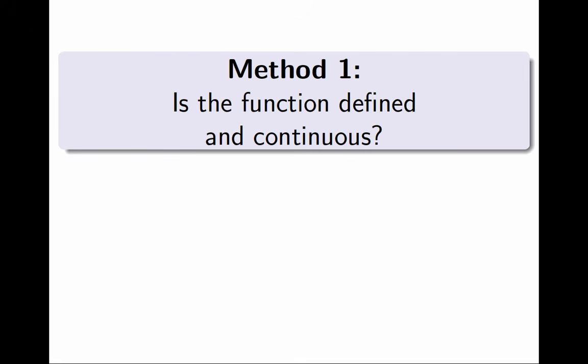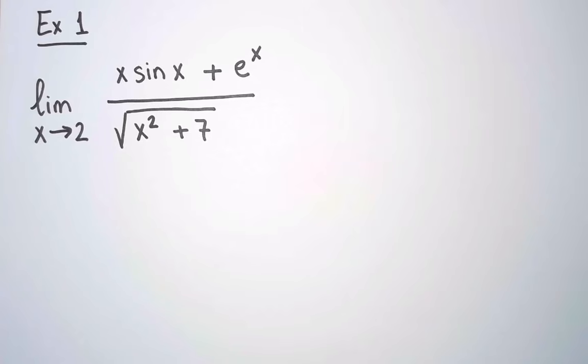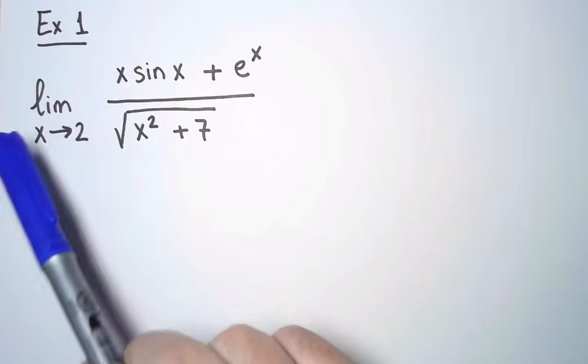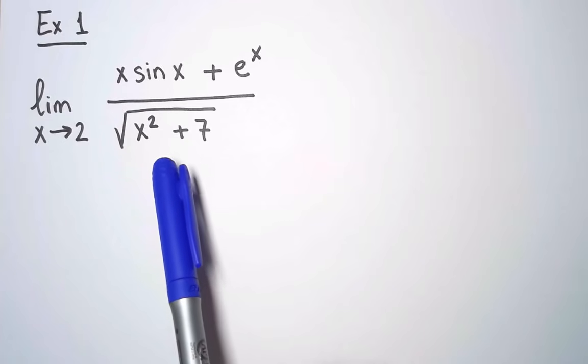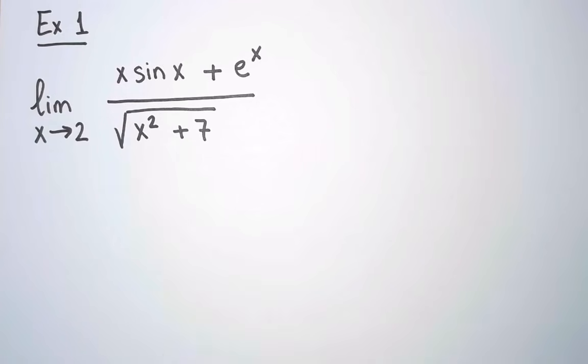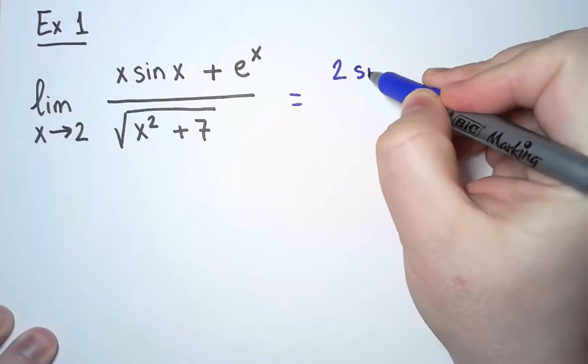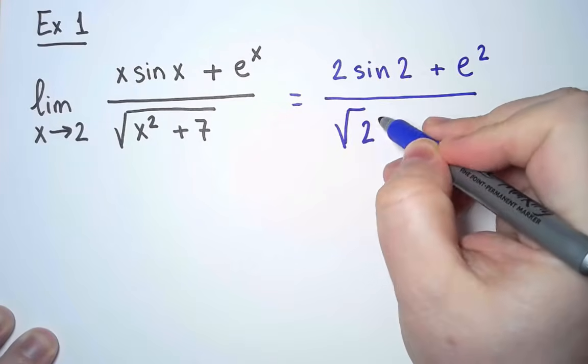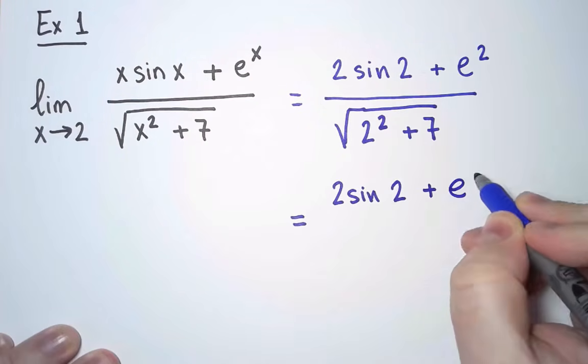First thing to try with a new limit: check whether the function is defined and continuous at the point. If it is, evaluate and you're done. Here is an example. I want to compute this limit. The function is continuous in its domain. 2 is in the domain. So to compute the limit, I evaluate at x equals 2. And that's all.